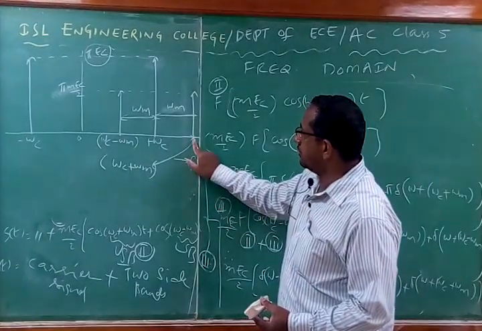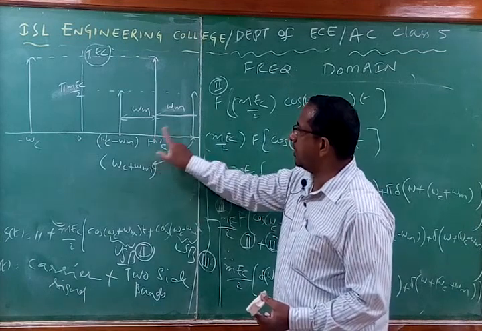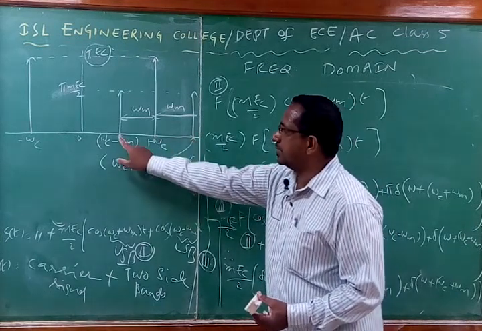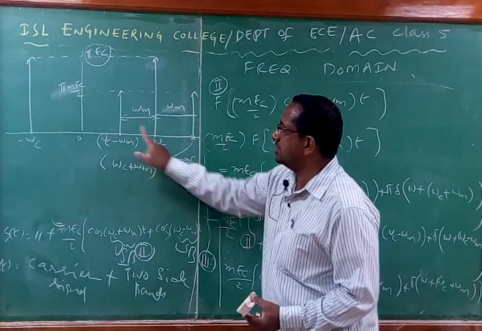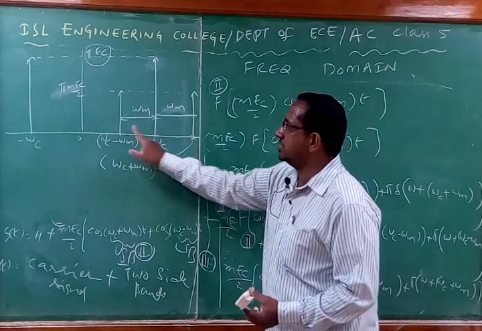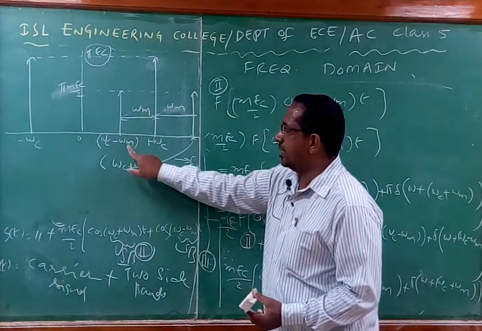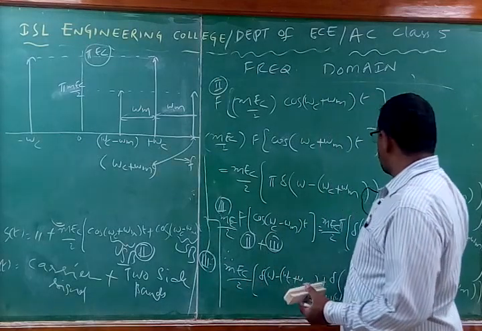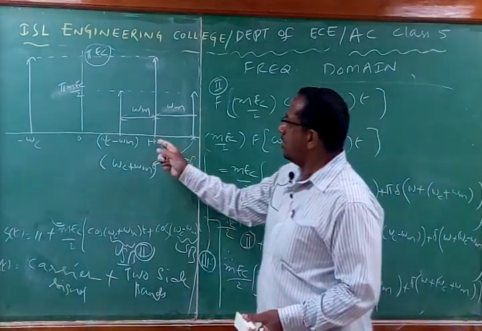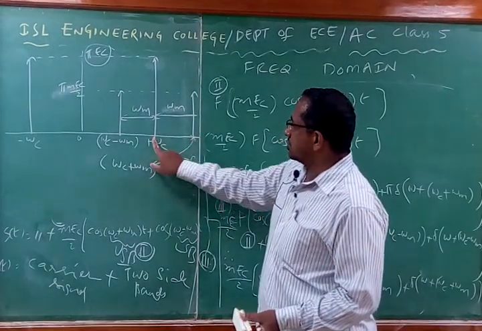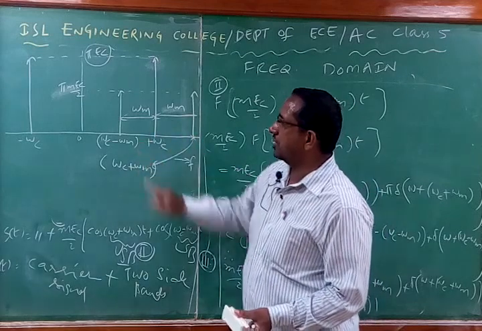This component, this particular frequency, is going to be omega c plus omega m. This particular component is going to be omega c minus omega m, because this is shifted by omega m as per the equation that we have got over here. So this is going to be on the positive side of omega c, and this is going to be on the negative side of omega c.